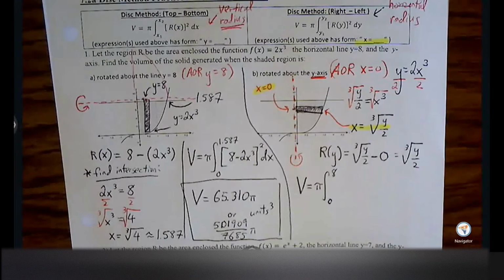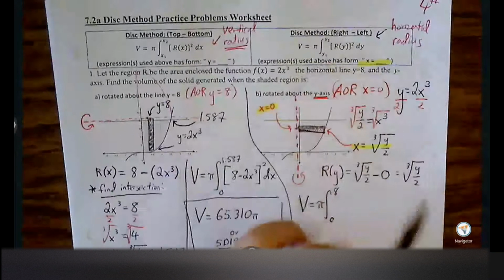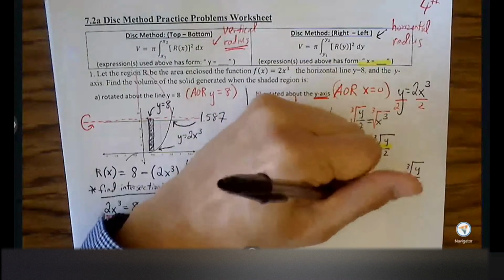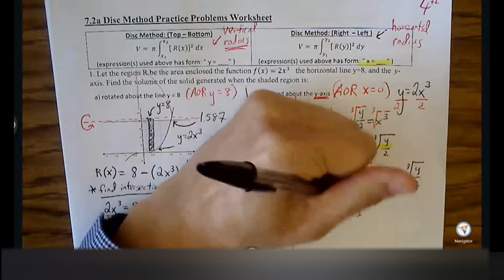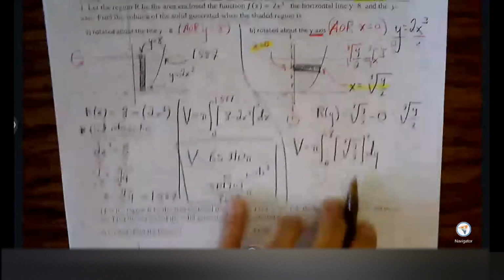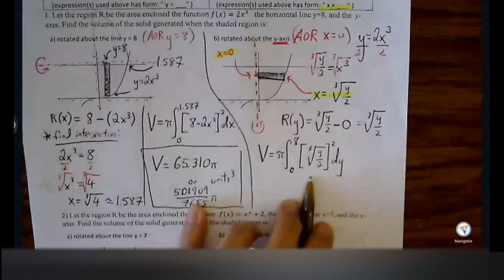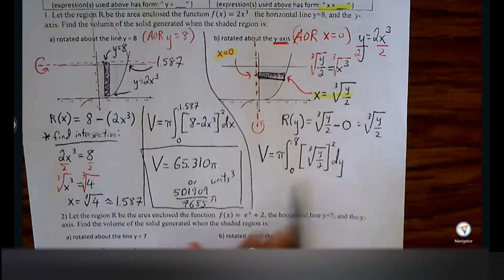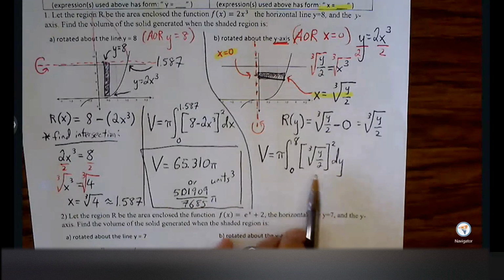Okay, so we have our bounds, radius, make sure we square our entire radius expression. Quantity squared dy. So I'm looking for the notation, okay? You don't have to show me the calculus steps because the rest is in the calculator, but I do need to see you set up in that form.